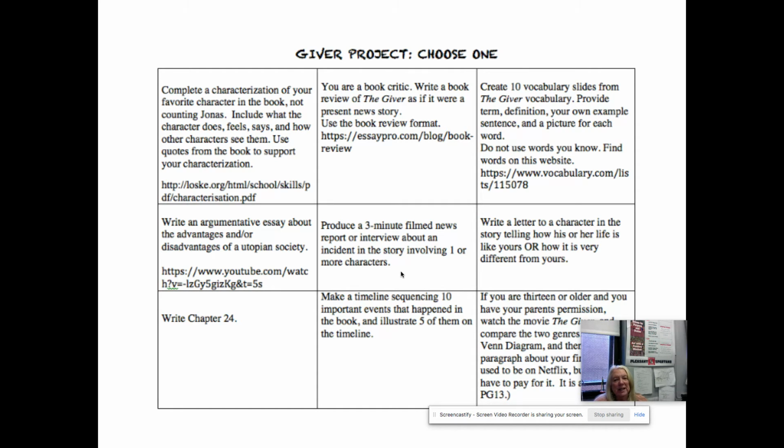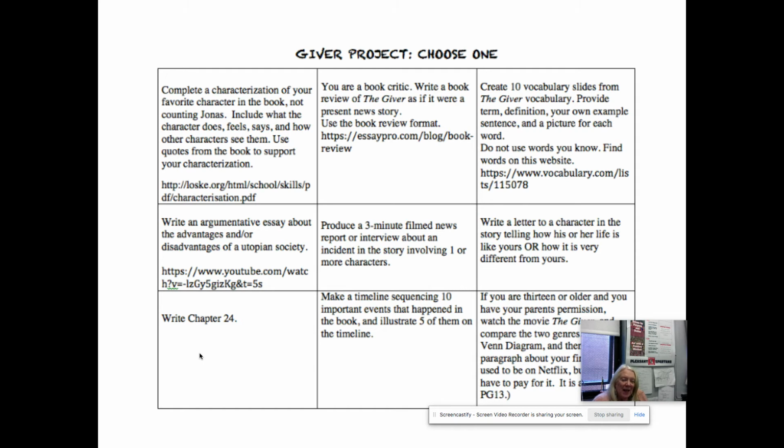Write a letter to a character in the story telling how his or her life is like yours or how it is very different from yours. And this is a typed letter. If you want to do it in really nice handwriting on a piece of paper, but don't do it in 5 minutes in study hall and turn it in and think you're going to get your points. Some people do not like the way this story ended, and so they like to write chapter 24.